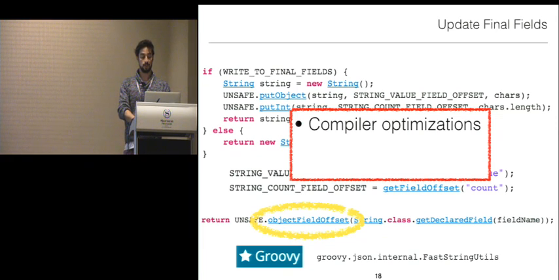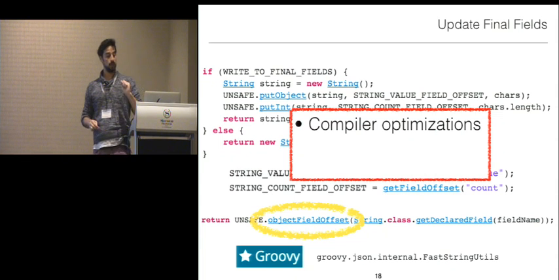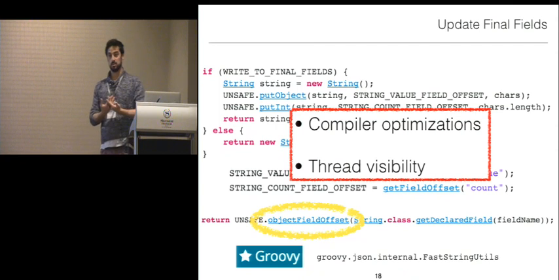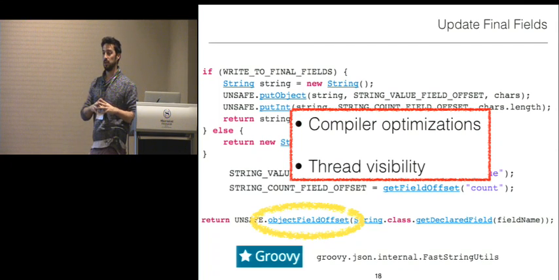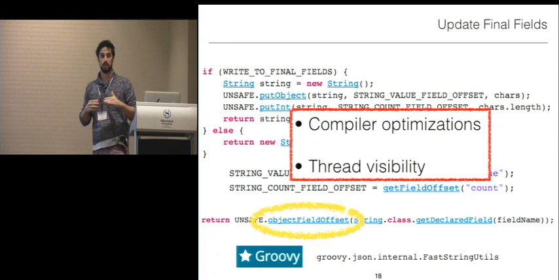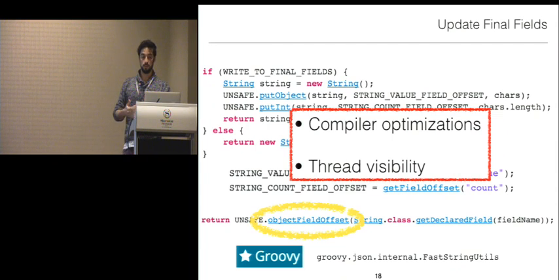What could happen is that since the compiler might cache a final field, you can have unexpected results. This is also a problem with visibility. You need to be aware that other threads can see the updated value. Okay?